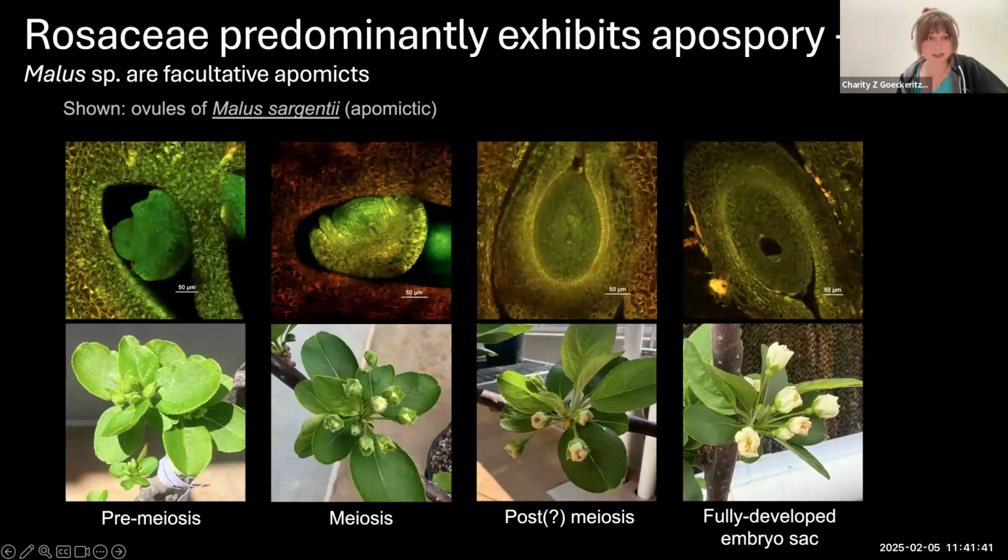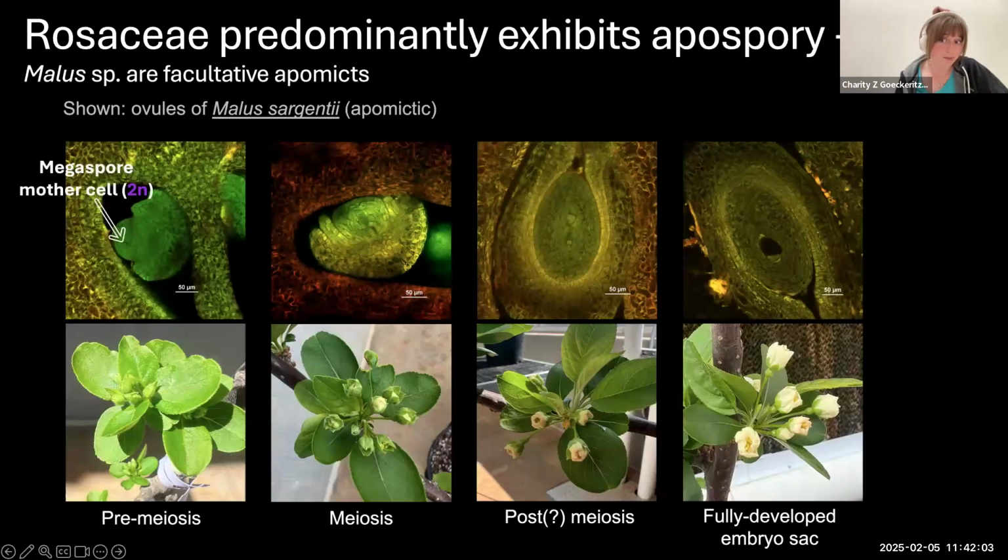So most Rosaceae apomicts, including apple, are facultative, and they exhibit a type of apomixis called apospory. If you're curious as to what this process might actually look like in apple, here are some confocal images of a species that is apomictic called Malus sargentii. The top row shows the developmental stage of the ovule, the bottom row showing what the flower looks like externally at that point.